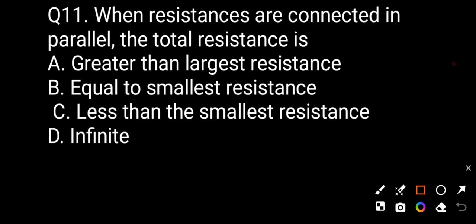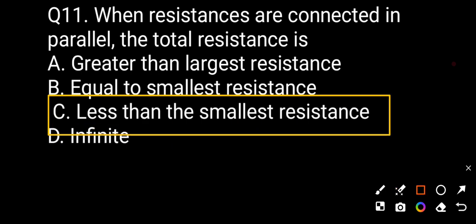Question number 11. When resistances are connected in parallel, the total resistance is option A greater than largest resistance, option B equal to smallest resistance, option C less than the smallest resistance, option D infinite. Correct answer will be C. Less than the smallest resistance.